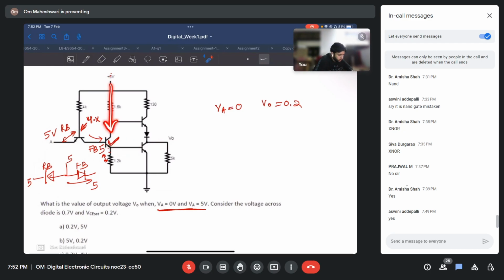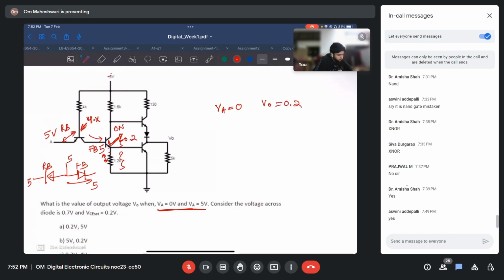When the whole current will flow here, this 5 volt will appear here. So only 0.2 will drop here. The rest, 4.8, will drop here. So I'm just taking it as 5 volts still. This 5 volt will appear here. Let me just write 4.8 itself, not to confuse you. This 0.2 volt will drop here when this is on.